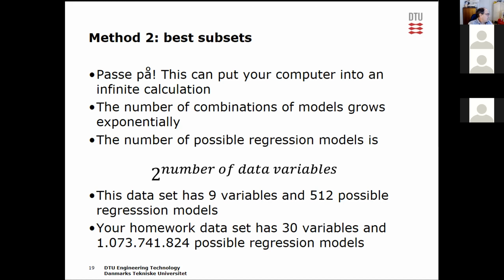So anyway, 512. That doesn't sound too scary. It's a lot. It's enough to fill a number of printed pages, but it's manageable. But your homework data set has 30 variables. So 2 to the power of 30 is over a billion. That is over a billion models, right?